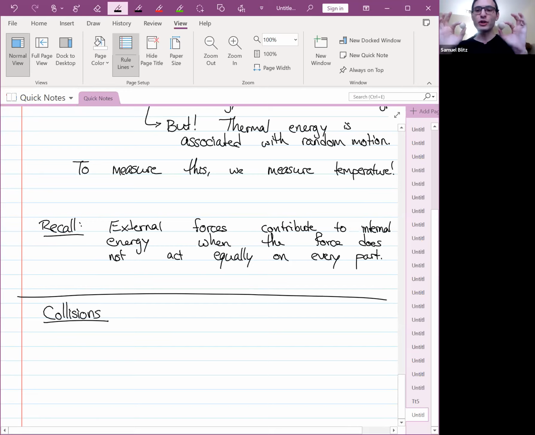But the point is, if we treat the system as just these two objects, just the two caps, then any force that's between them is an internal force. It's not external to the system. And so momentum will be conserved regardless.